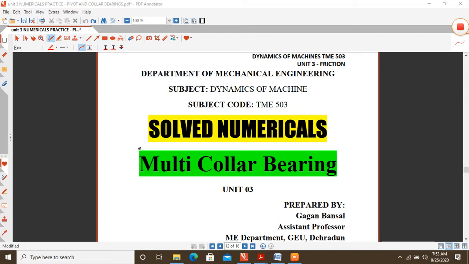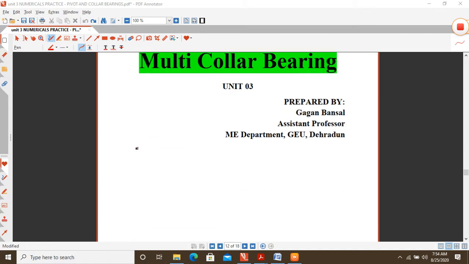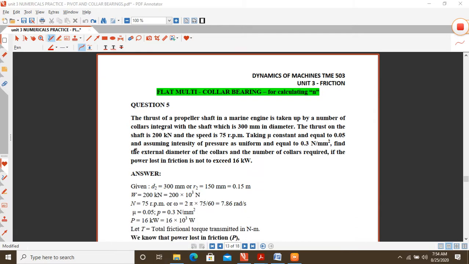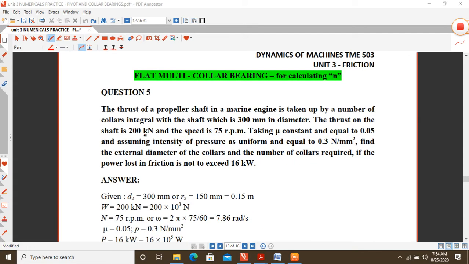So similarly for the flat collar bearing, considering multi-collars, we will be taking another numerical which will have a different way of simplicity, and it will help you to remove all your doubts related to your numerical solving ability on bearings. So let's start. Again, I would request everyone to please keep your notebooks and pen along so that it becomes easy for you while solving and understanding. So first of all, write down the question.